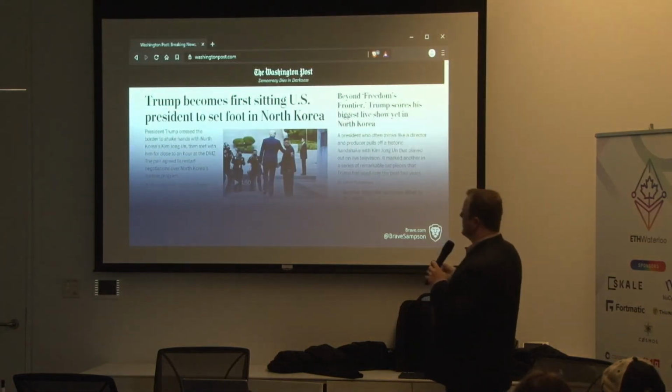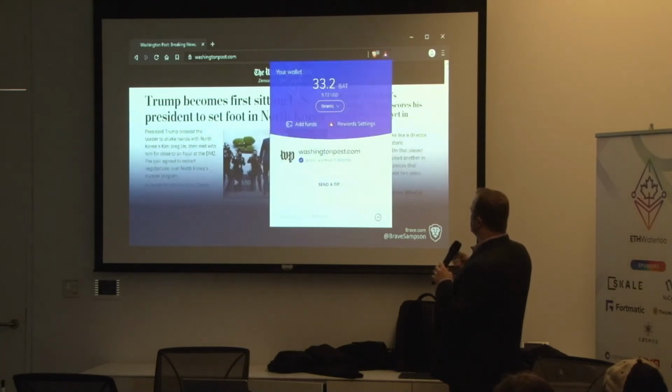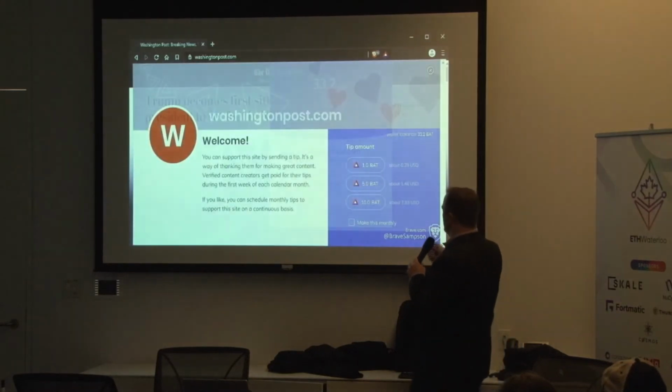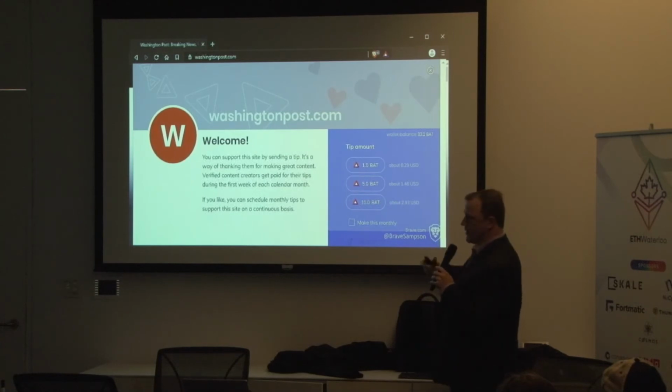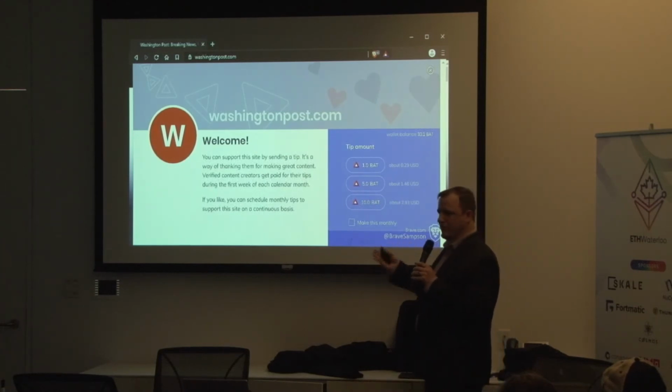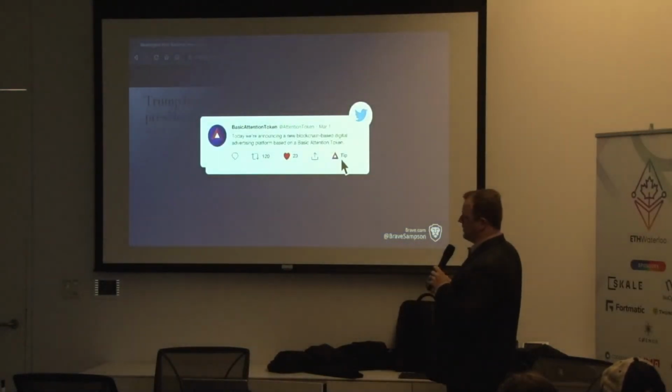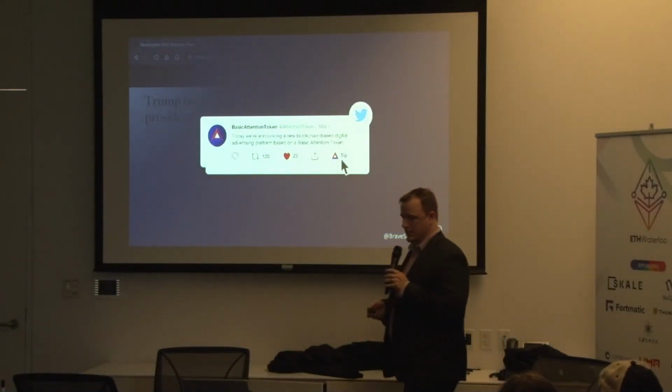So now as you browse the web, you come across a verified publisher like the Washington Post. You can expand your rewards panel. I can see they're Brave verified, so I can send them a tip if I want to. I can choose between 1, 5, and 10 BAT. These are the default values. The publishers have some liberty. They can also make it 5, 25, and 50, I think, or something like that. And I'm able to send that using the Ethereum blockchain, which is pretty magical.